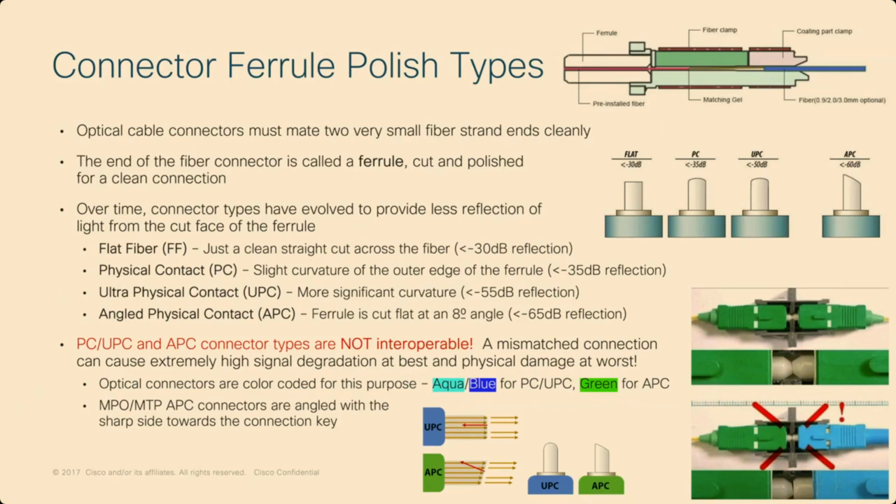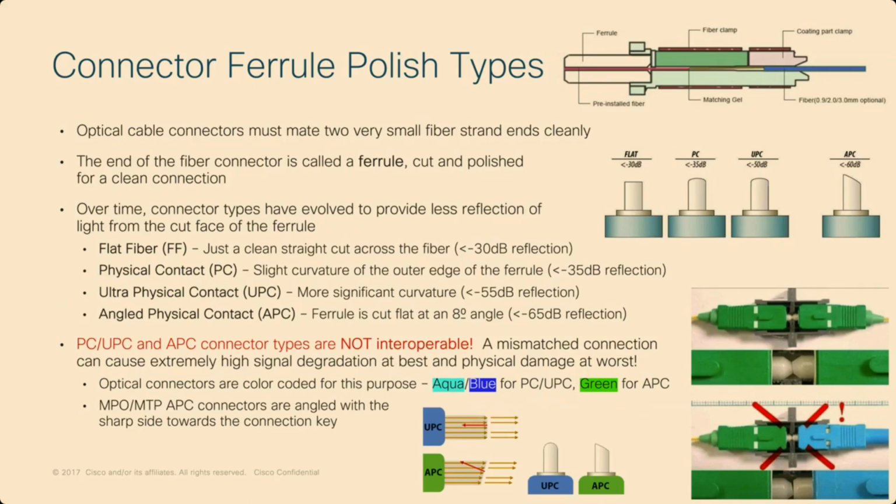But over time, things have evolved. We started out with this concept of a flat fiber where we basically just cut clean across the fiber. Unfortunately, that results in some of the signal being reflected off of the cut end of the fiber, reflecting some of that light back in. So this became untenable. As time went on, we started to experiment with curving the connections in the way we polish the ferrules.